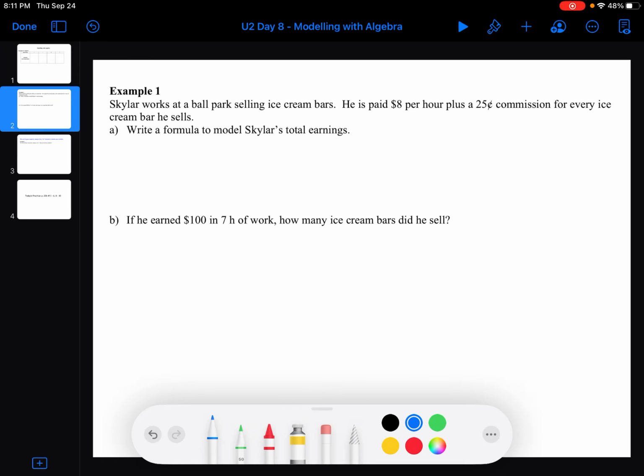So Skylar works at a ballpark selling ice cream bars. He is paid $8 per hour plus a commission of 25 cents for every ice cream bar he sells. Write a formula to model Skylar's earnings. So if we were writing a formula for this, we'd do earnings equals. Now we have to do $8 for every hour, so we'd have something like 8H plus he gets 25 cents for every ice cream bar he sells. So that's going to be 25 per, let's call it, bar.